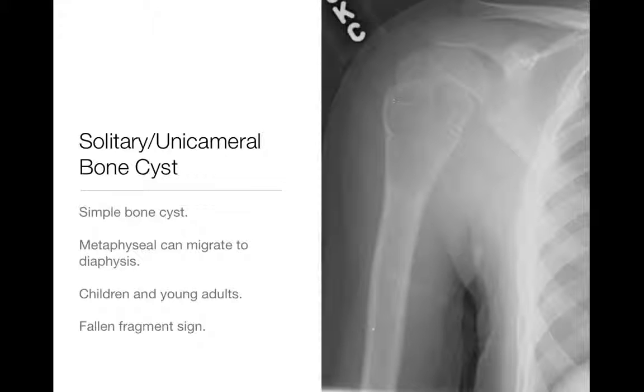So this is a child. There's this geographic lytic lesion, narrow zone of transition, centered in the metaphysis of the proximal humerus. There's a pathological fracture through this one and a fallen fragment sign here, piece of bone floating in the fluid-filled cyst. That fallen fragment sign is classic for unicameral bone cyst. So you see that and something that looks like this in this location in a child, really you're done. Unicameral bone cyst. This one will get treated because it's fractured.